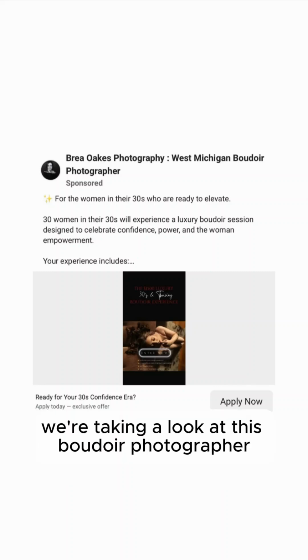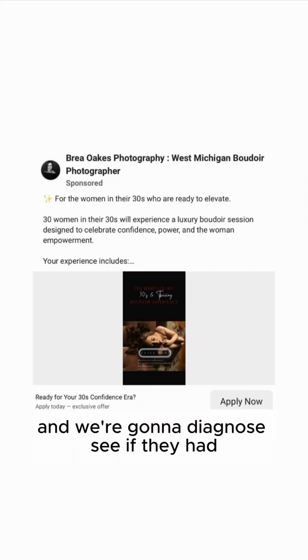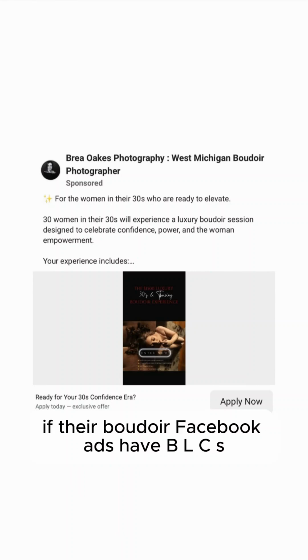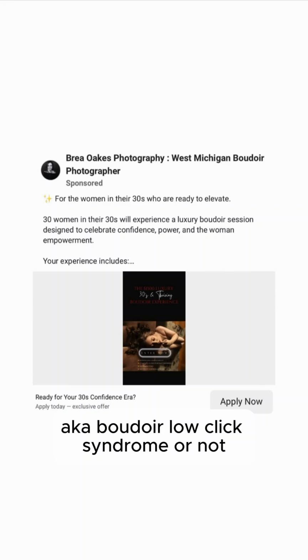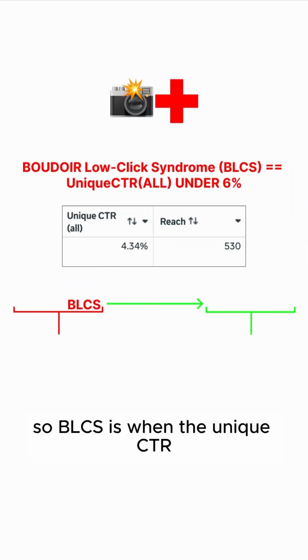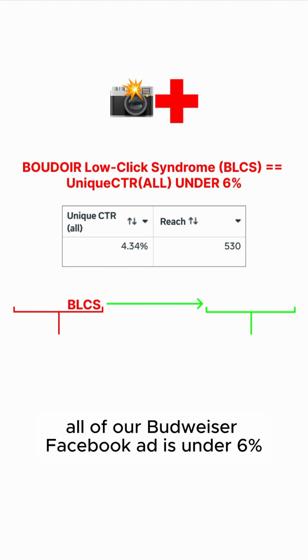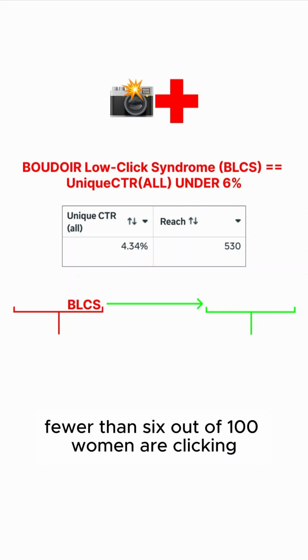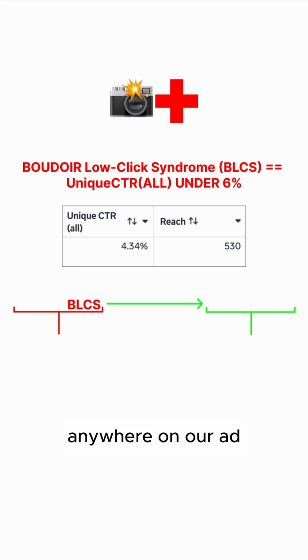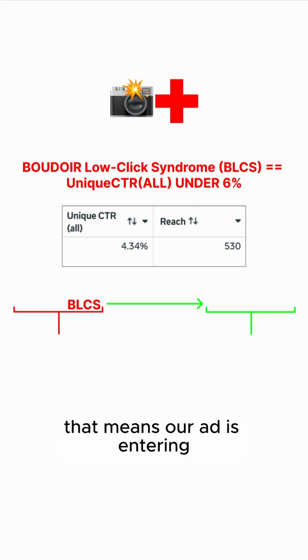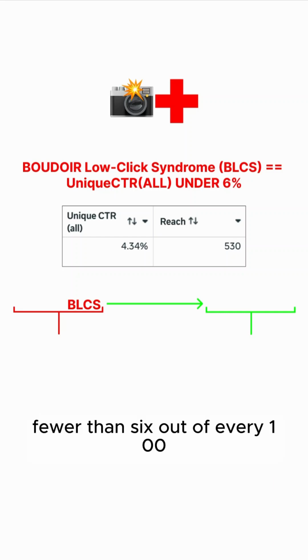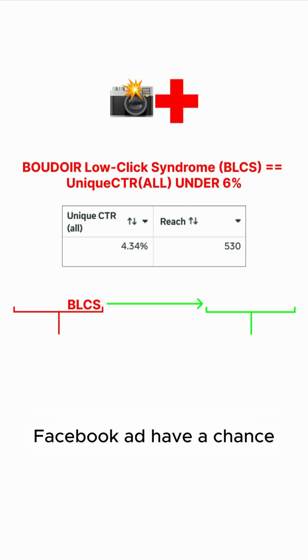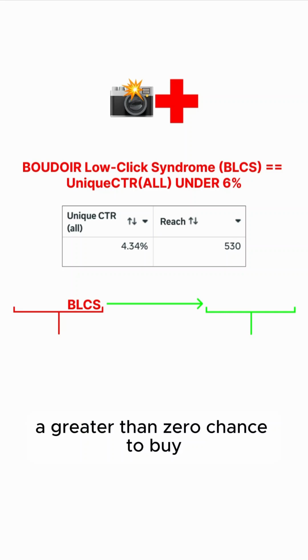All right, y'all, we're taking a look at this boudoir photographer, and we're going to diagnose if their boudoir Facebook ads have BLCS, aka boudoir low click syndrome, or not. So BLCS is when the unique CTR on our boudoir Facebook ad is under 6%, aka fewer than 6 out of 100 women are clicking anywhere on our ad. That means our ad is entering fewer than 6 out of 100 women's brains, and that means fewer than 6 out of every 100 women that see our boudoir Facebook ad have a chance, greater than 0 chance, to buy.